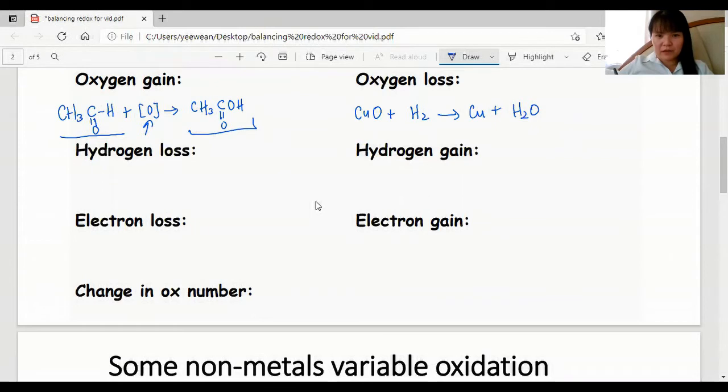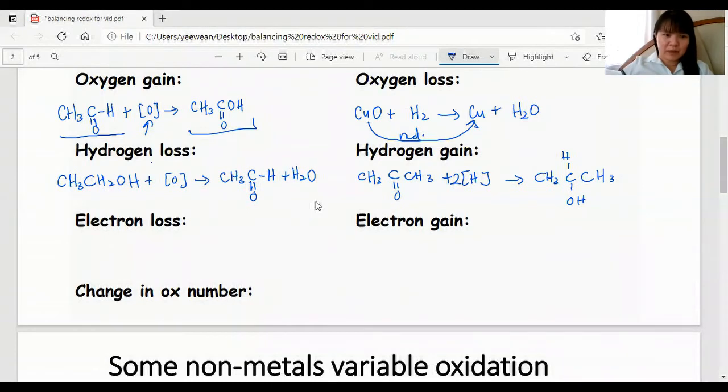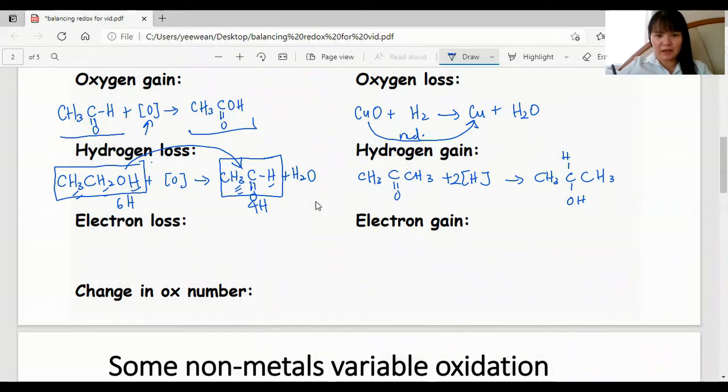An example of oxygen loss for reduction: copper here was copper oxide and it became copper, so this is reduction. Oxidation could also mean loss of hydrogen, so let's compare this alcohol with this aldehyde. There are 1, 2, 3, 4, 5, 6 hydrogens here, and 1, 2, 3, 4 hydrogens here. So hydrogen was lost here, so this is oxidation. And hydrogen gain is reduction. For example, this ketone, if you add 2 hydrogens here, it becomes a secondary alcohol. That is reduction.